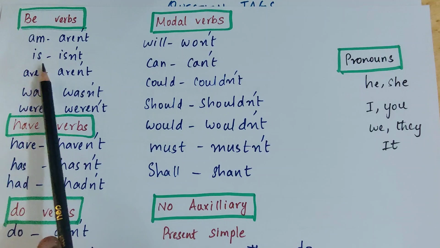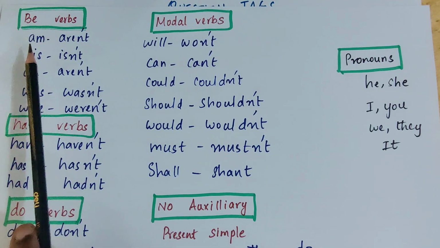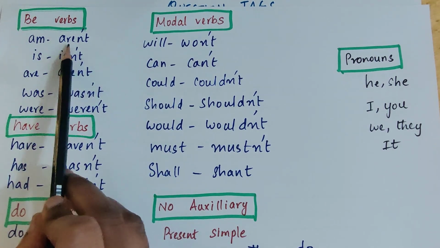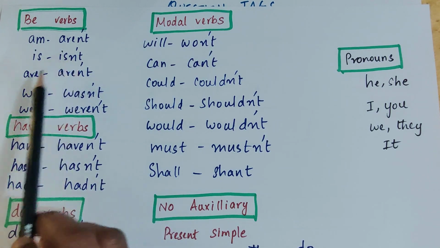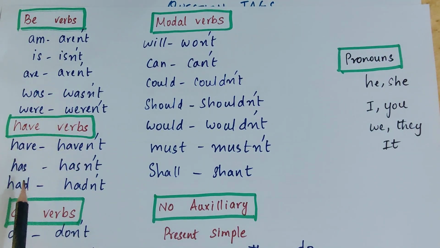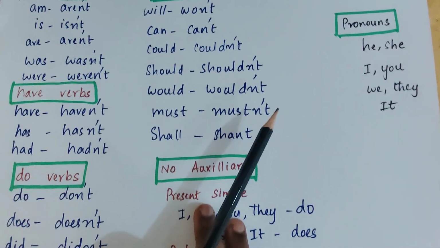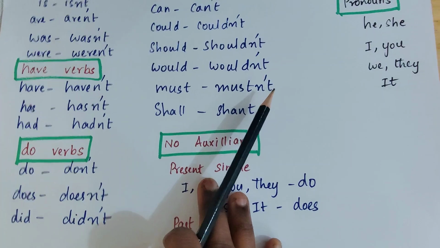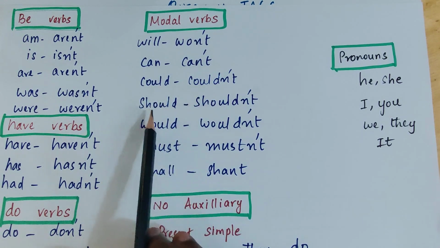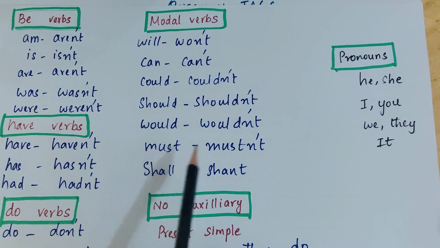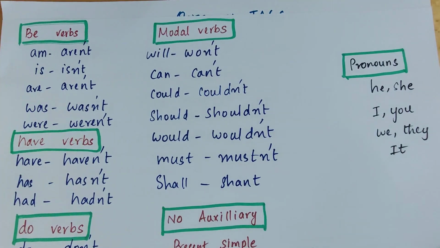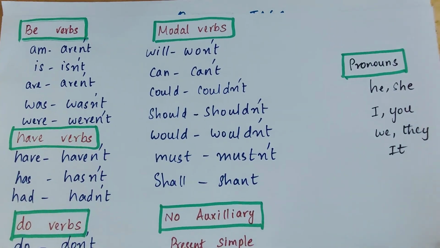Be verbs: am, is, are, was, were. Am will change into aren't. Note that am will change into aren't, not amn't. Is will change to isn't, are to aren't, was to wasn't, were to weren't. Have, haven't; has, hasn't; had, hadn't. Do, don't; does, doesn't; did, didn't. Will, won't; can, can't; could, couldn't; should, shouldn't; would, wouldn't; must, mustn't; shall, shan't. So we should know the contractions for all the auxiliary verbs.